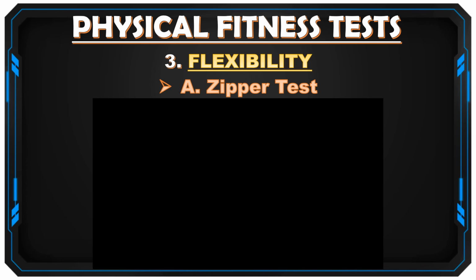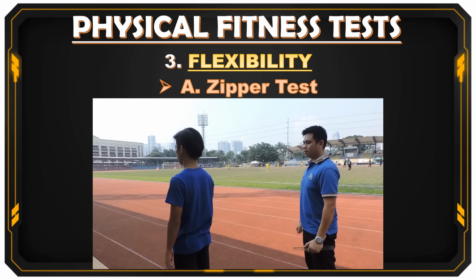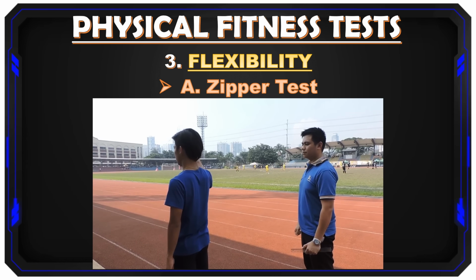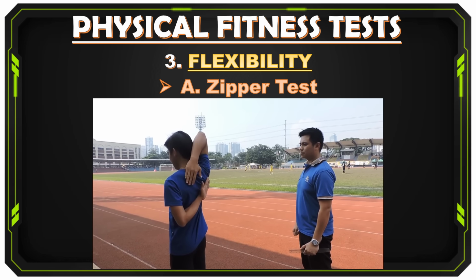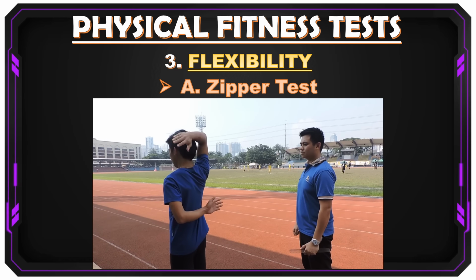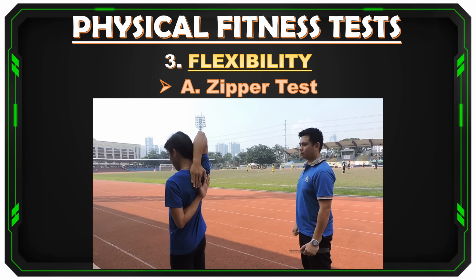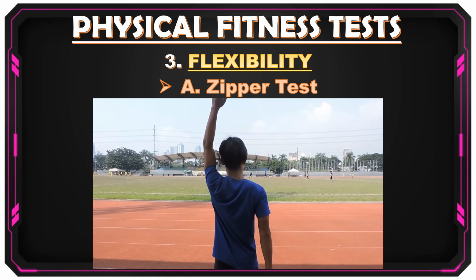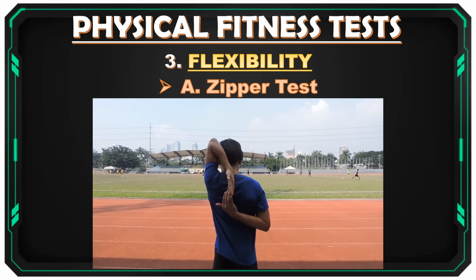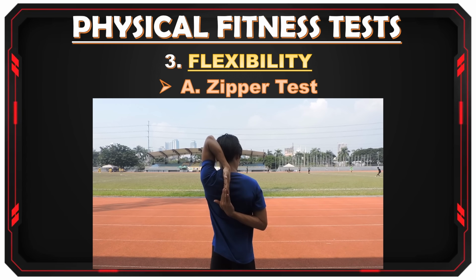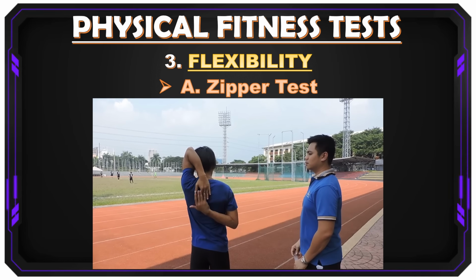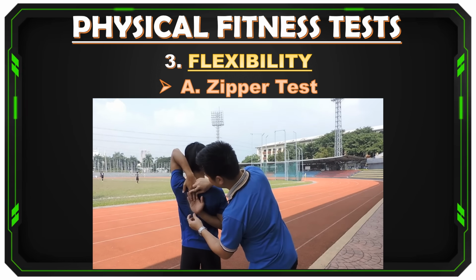Zipper test. For the performer, stand erect. Raise your right arm, bend your elbow, and reach down across your back as far as possible to test the right shoulder. Extend your left arm down and behind your back, bend your elbow up across your back, and try to reach or cross your fingers over those of your right hand as if to pull a zipper or scratch between the shoulder blades. To test the left shoulder, repeat the same procedure with the left hand over the left shoulder.